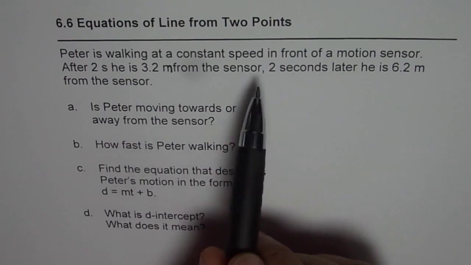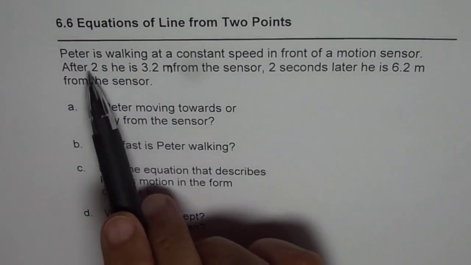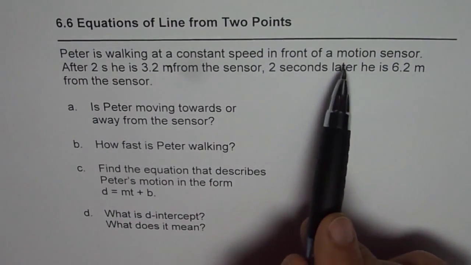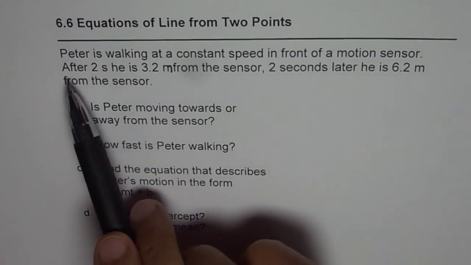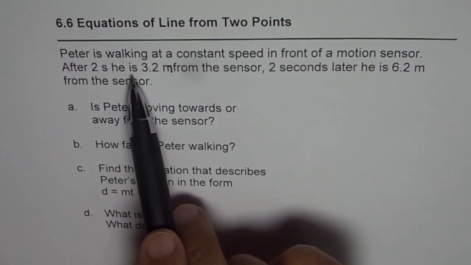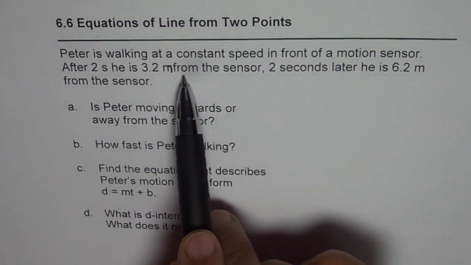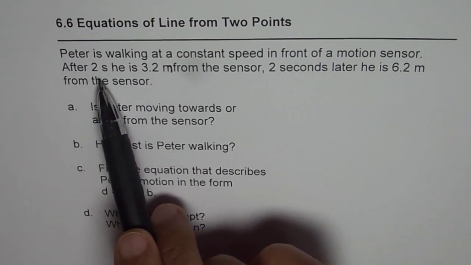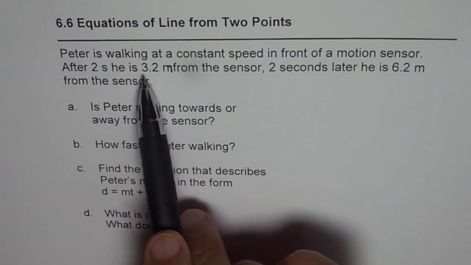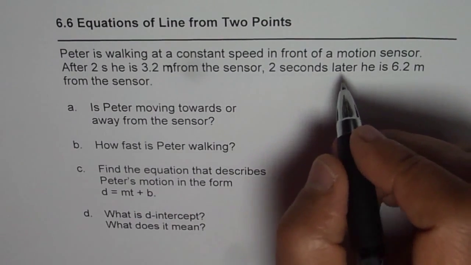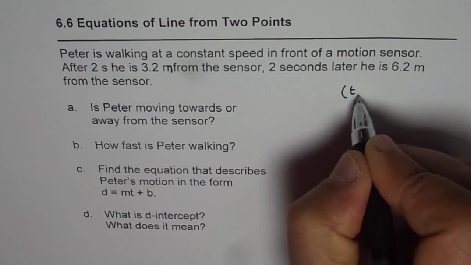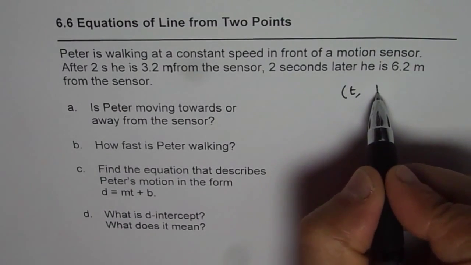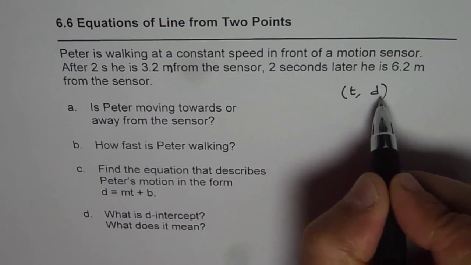Now let's read the question first once again. Peter is walking at a constant speed in front of a motion sensor. That means it's a linear motion. After 2 seconds, he is 3.2 meters from the sensor. So that really means 2 seconds is the time and distance is 3.2. So we are looking for two coordinate points where the independent variable is time and the dependent variable is d, the distance.